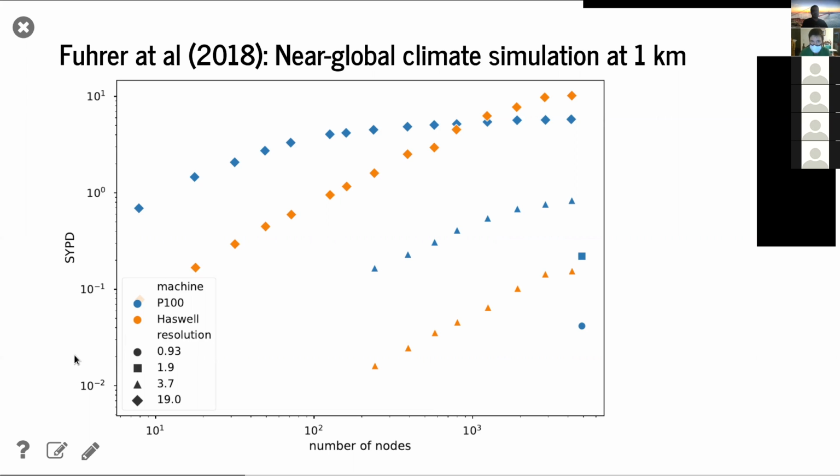They didn't put nearly the attention into the CPUs, but they say, okay, well, the target resolutions are kind of in these ranges. Ultimately, they would like to be able to run these very high resolution models, like this one at 1 kilometer or this one at 1.9 kilometers. This is a replot of the data they have, but it's the same as the figure in the paper.